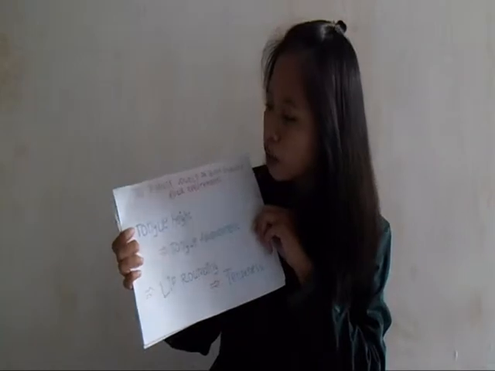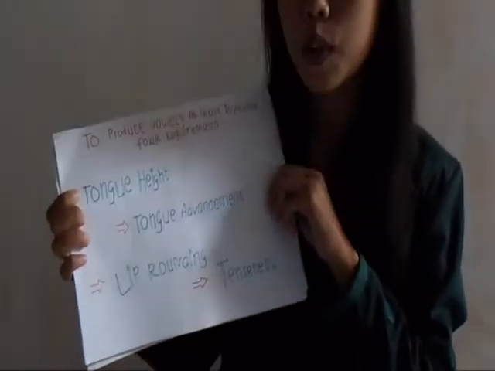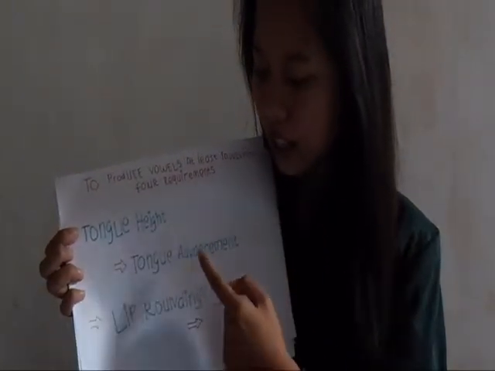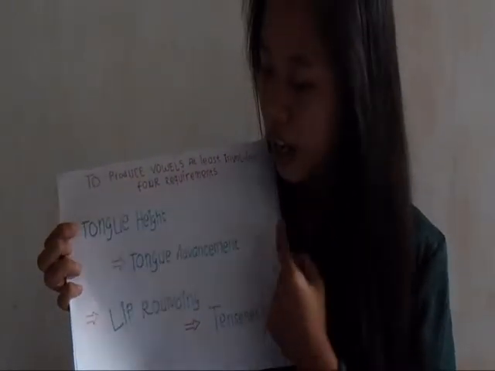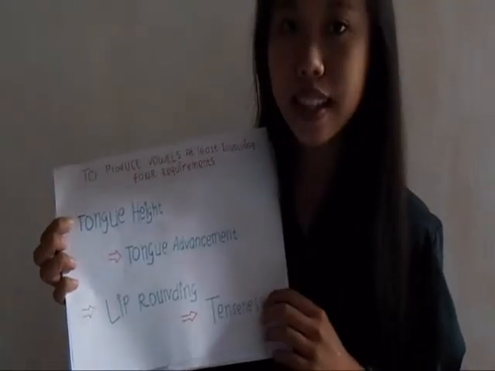And to produce vowels, there are at least four requirements. The first is tongue height, the second is tongue advancement, the third is lip rounding, and the fourth is tenseness.